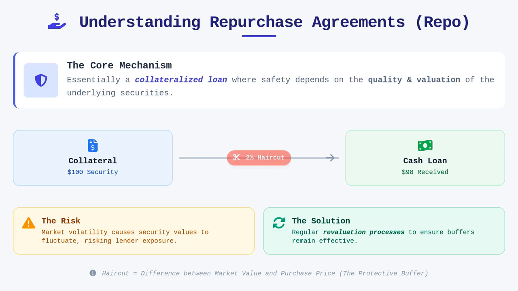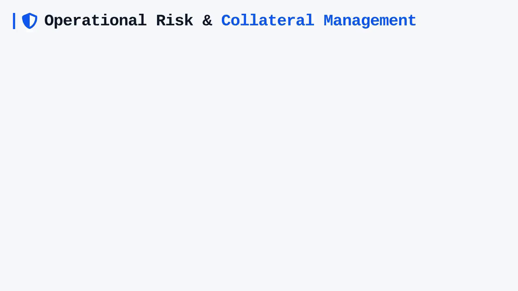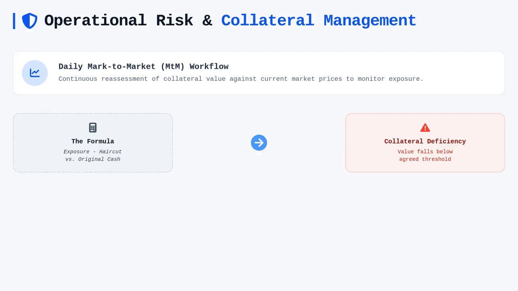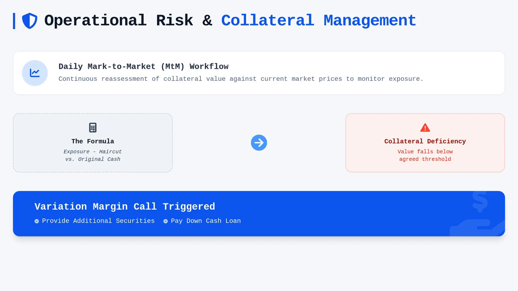However, the protection offered by a static haircut diminishes if the underlying asset's market value becomes highly volatile, necessitating a regular revaluation process. Operational risk is managed through daily mark-to-market workflows, where the value of the collateral is reassessed against current market prices. If the market value of the collateral falls below an agreed threshold, a collateral deficiency occurs, triggering a variation margin call. The math behind this is straightforward.